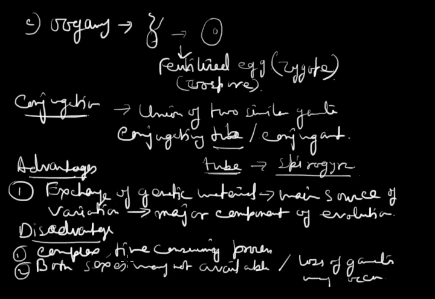So these are the advantages and disadvantages of sexual reproduction, but still we can say that sexual reproduction is more advanced, and from the point of view of evolution and variation, it is the most important type of reproduction found in higher groups of organisms. So, this is all about sexual reproduction. Thank you.